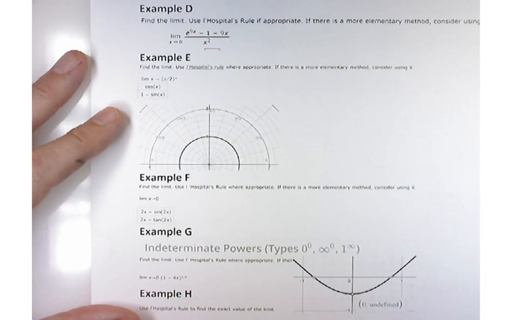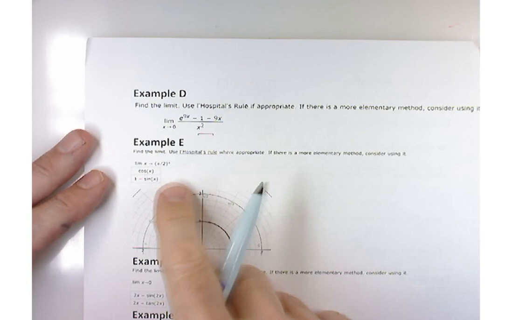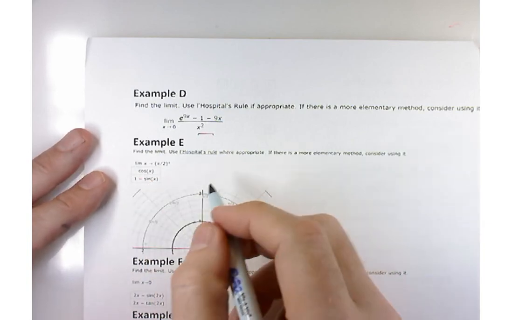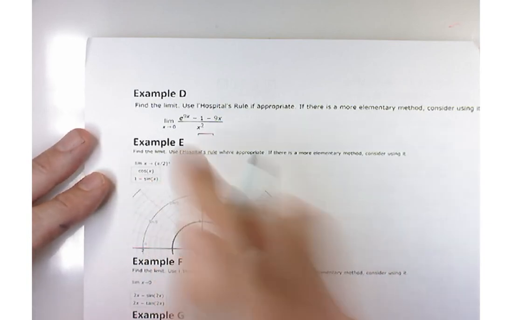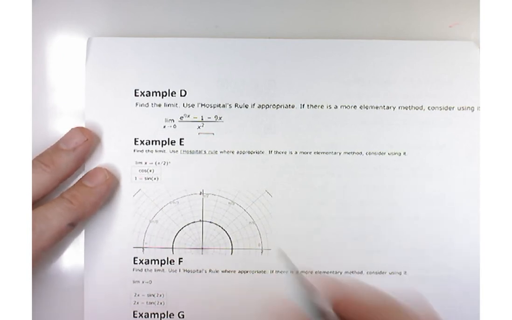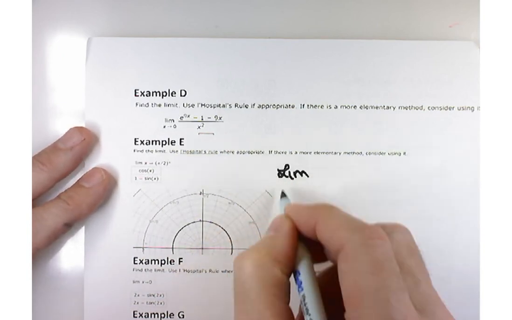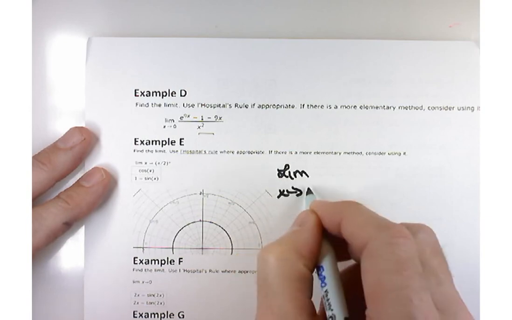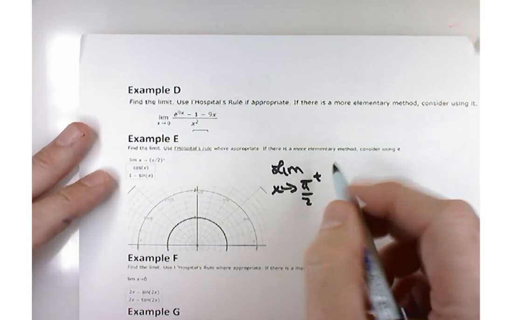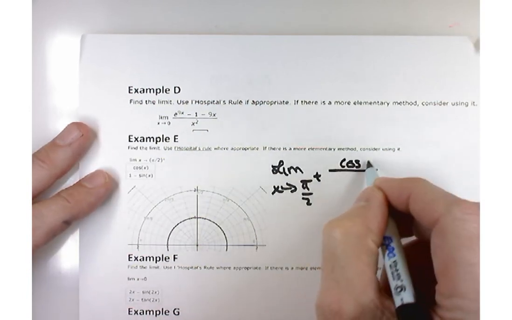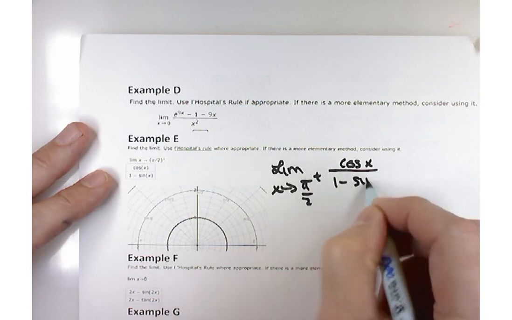All right, let's try example F. No, actually, how about example E? Limit as, and this kind of got moved around somehow, so let me rewrite it. Limit as x approaches pi over 2 from the right of cosine of x over 1 minus sine of x.